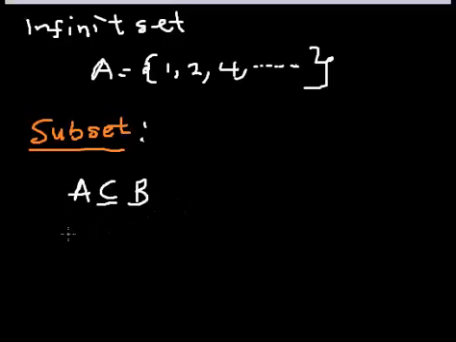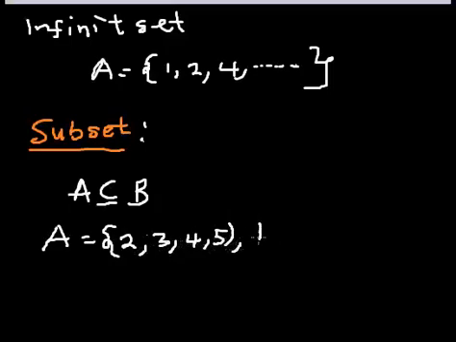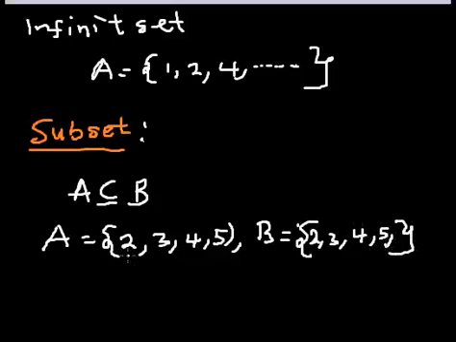So let's look at some examples. If I have A equal to, let's say, 2, 3, 4, 5, and B has the same elements, 2, 3, 4, 5. So you see all the elements, okay?